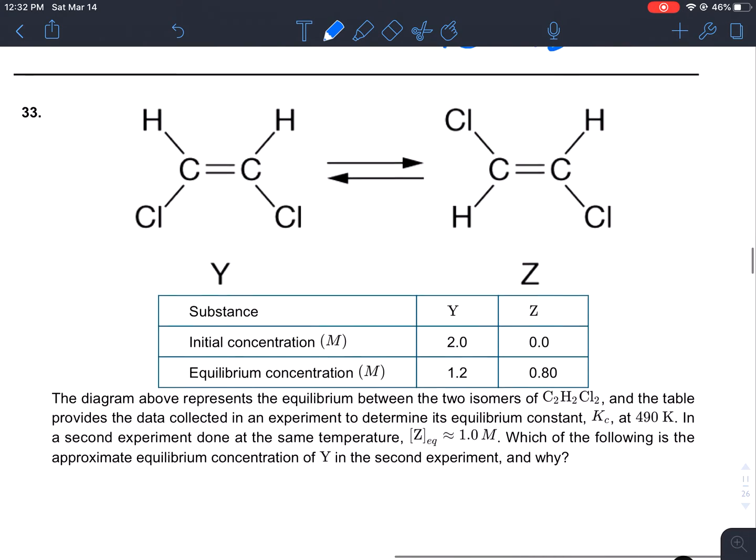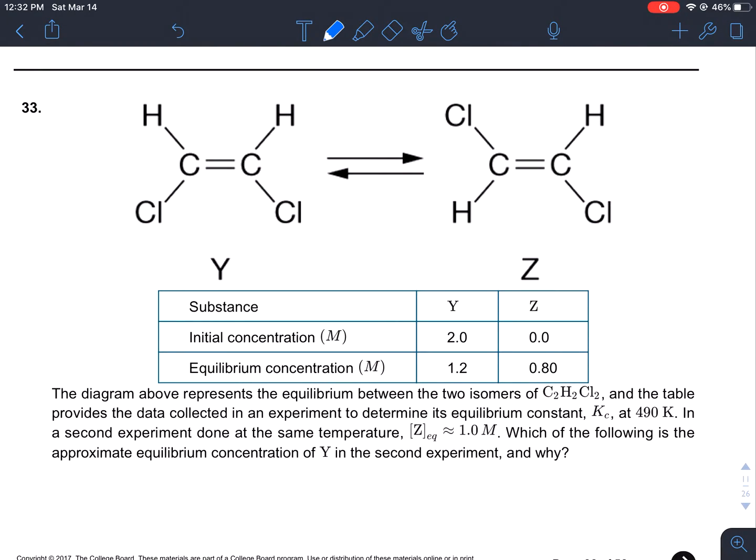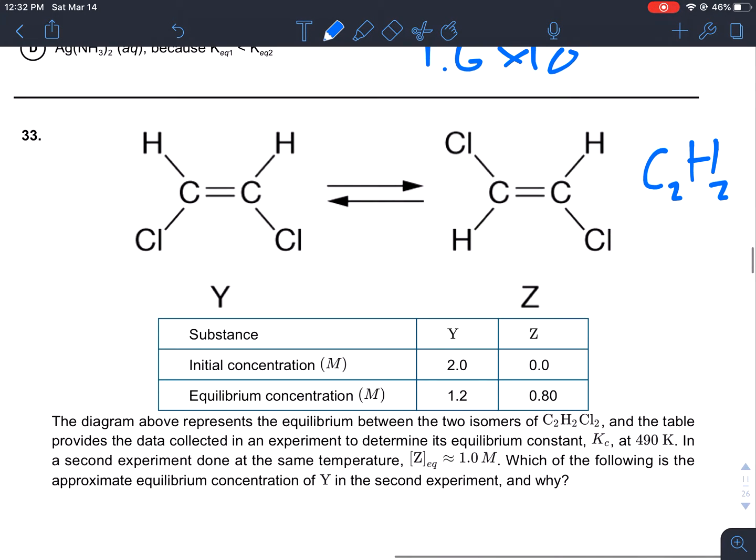Let's take a look. Oh, this one's interesting. This is called an isomer. Notice that both these chemical formulas are the same thing. They're C2H2Cl2. That's what is known as an isomer, but it doesn't matter.